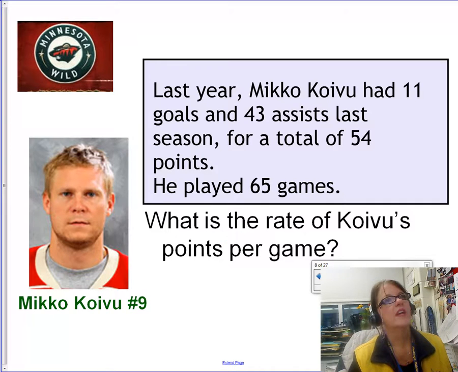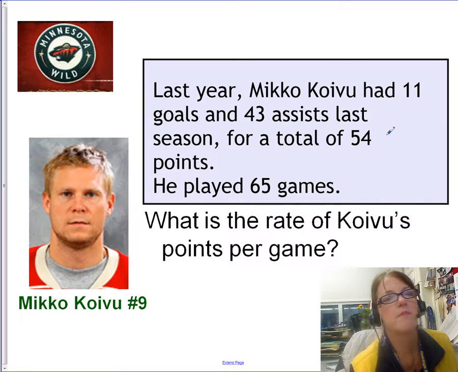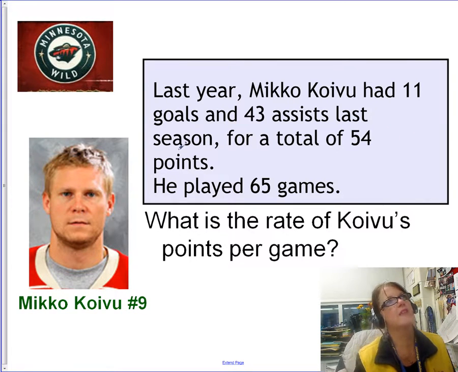Alrighty, look at this next one. You know I'm a hockey fan. This is probably two years ago, but let's look at Mikko Koivu's stats. 11 goals and 43 assists last season, probably the 2014-15 season, for a total of 54 points. He played 65 games, so sports uses a lot of stats. What's the rate of his points per game?